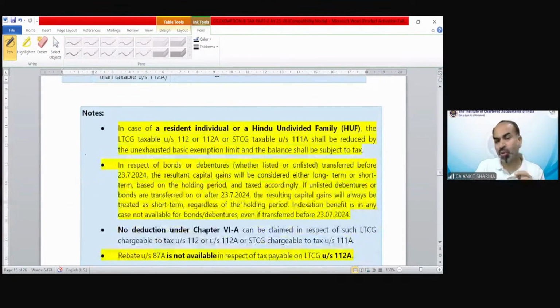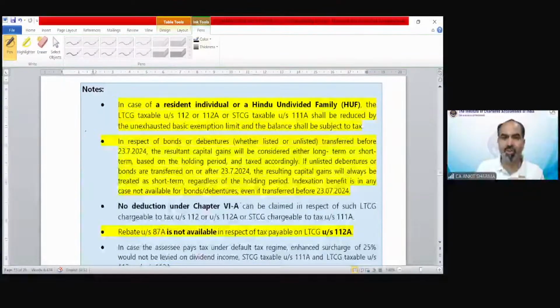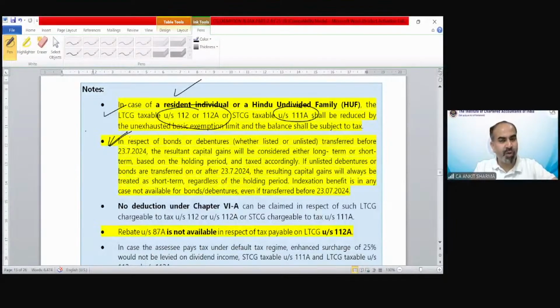All notes are those which I have written in the note sheet. You can go through that. The basic exemption limit you can utilize from 112A, 112 and 111A in case of a resident. If you're a non-resident, you can only utilize the basic exemption limit from your first category of other income. Clear? In respect of bonds and debentures, if it is before 23rd of July, you have to find out the nature of gain. On or after 23rd of July, section 50AA applies, so it's always short-term capital gain.